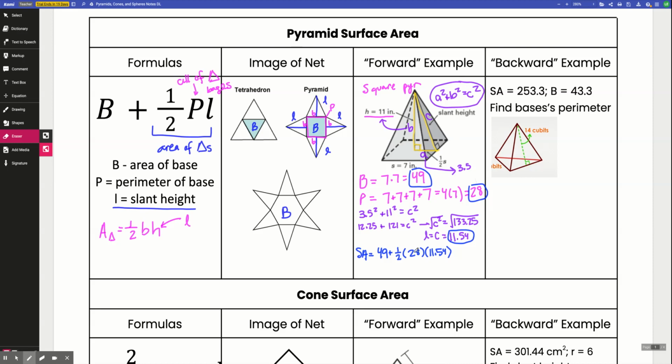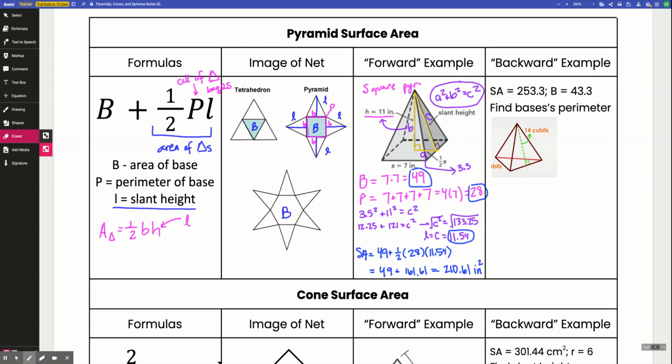And so then I would do 14 times 11.54. When I did that, I got 161.61. You may have gotten a slightly different number than I did if you rounded a little bit differently than I did, which is fine, okay? And then I'm just going to add 49. So I get for my final answer 210.61. And then I need to make sure I include my units, which would be inches squared here. Okay. All right. So that's a typical forwards example.